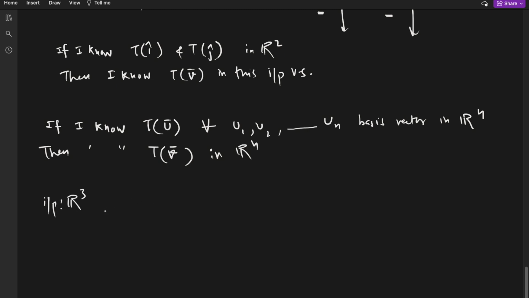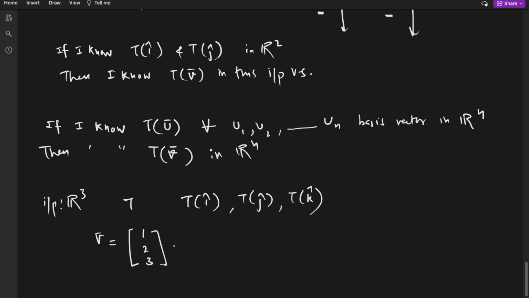to know how a linear transformation T transforms any vector in the input vector space R cube, all I need to know is what is the transformation of i hat, what is the transformation of j hat, what is the transformation of k hat. That's all. Because let us suppose I have this vector v in R3, let us suppose (1, 2, 3), right? And how I can represent this is nothing but 1 times i hat plus 2 times j hat plus 3 times k hat, right?